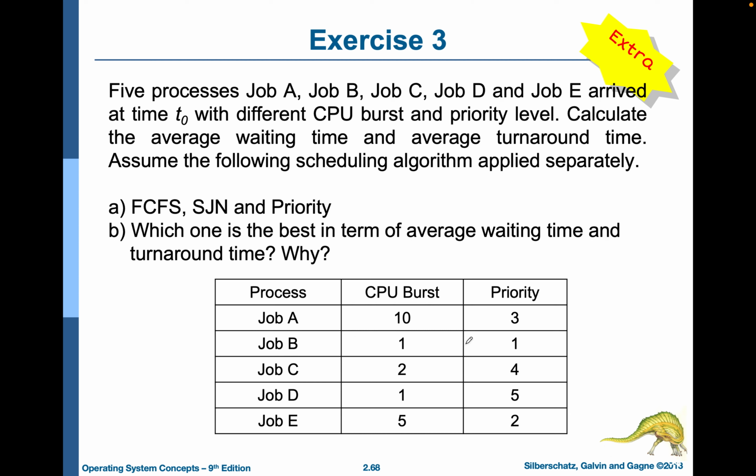So there is another exercise. This one you can try to do. You can use FCFS, SJN, and priority. Try to do all these three algorithms and methods. See what is the difference in terms of the average. Which one is the best in terms of average waiting time and turnaround time, and you need to know why. Okay.